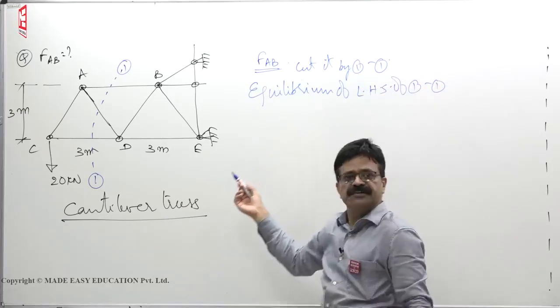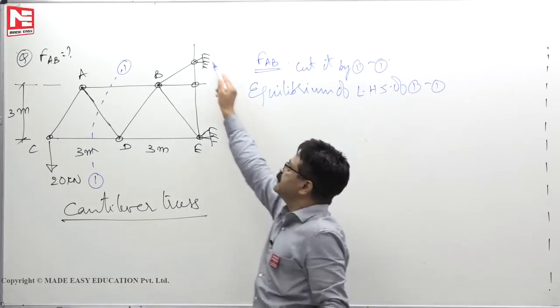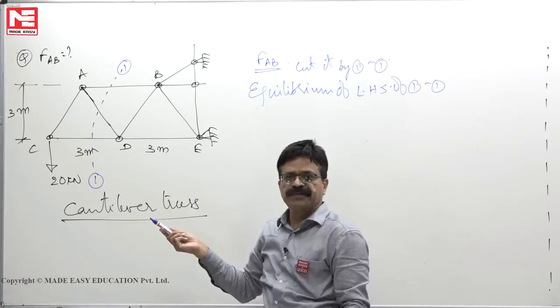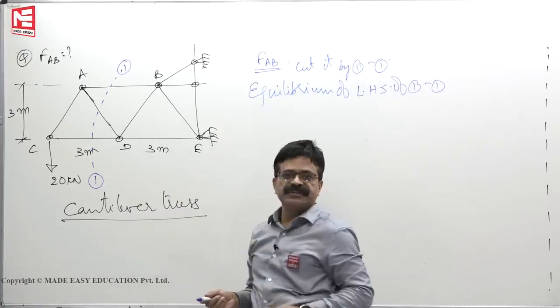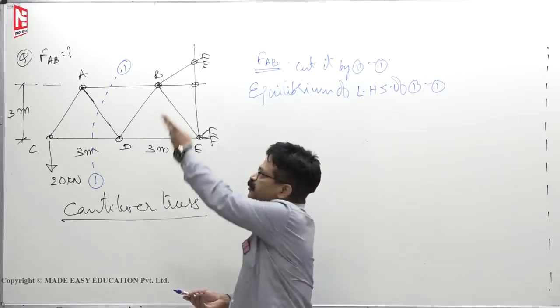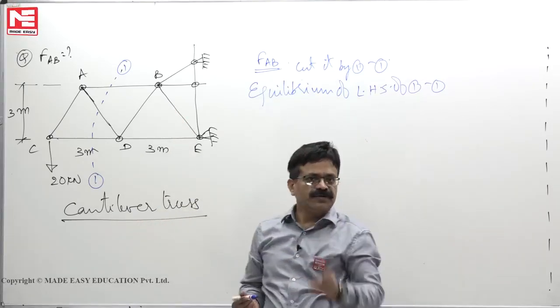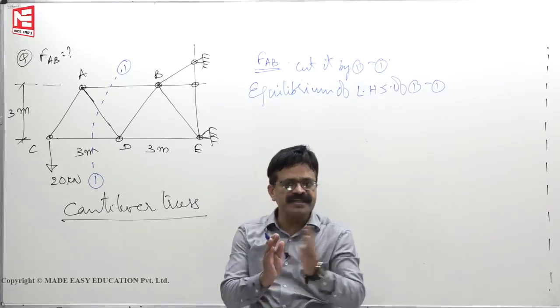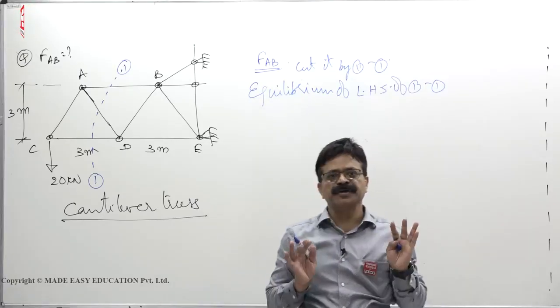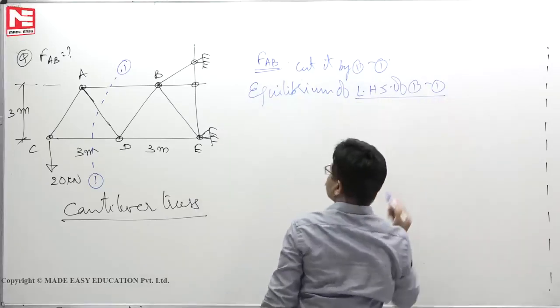Why not take the RHS of section 1-1? If I take the RHS of 1-1, there are 2 reactions here and 2 reactions here, so 4 reactions you have to find. Then those moments you have to see. Unnecessary headache. But if I take the left side, I have to deal with only 3 member forces, and no reaction we have to find. So after cutting, you have to see which side is better for us to get out of the problem quickly. So that's why we have taken the LHS of 1-1.